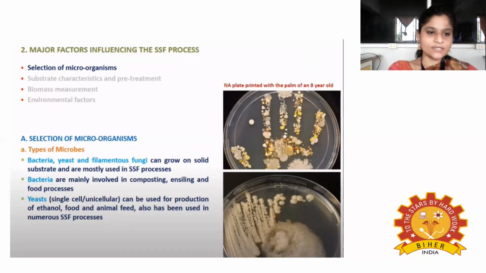Next, we said yeast. Yeast can be used for production of ethanol, food and animal feed, and also has been used in numerous solid state fermentation processes. About this yeast, we spoke about bioethanol. I think you guys will remember that. That was supposed to be the major topic in the enzyme application. We spoke about application of cellulase in biofuel industries. So yeast is used for converting your sugar into ethanol. For that we are using yeast.